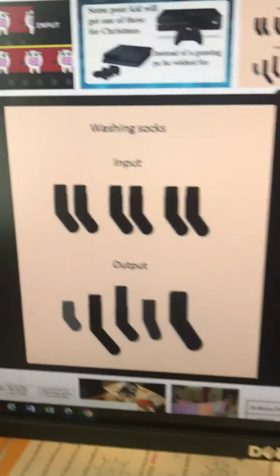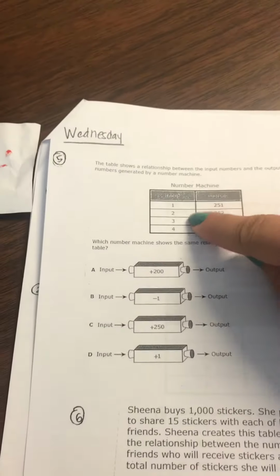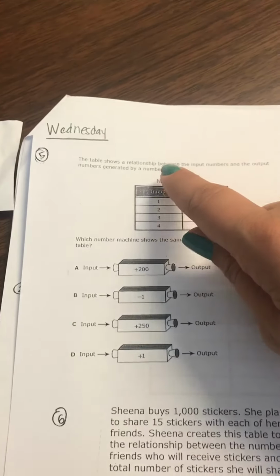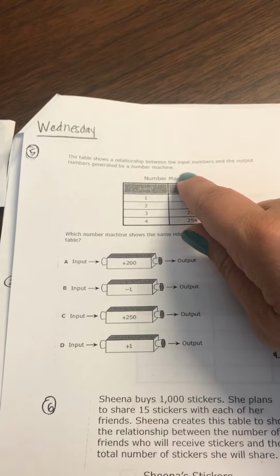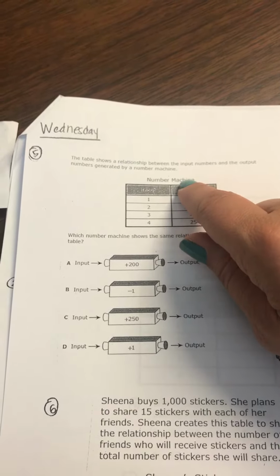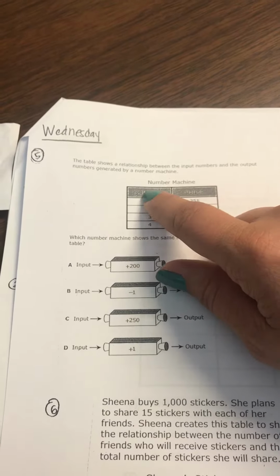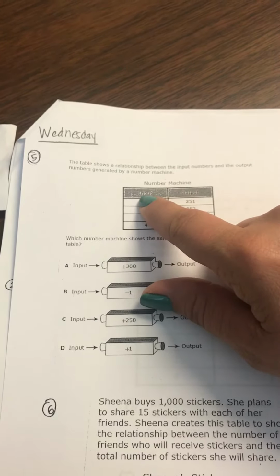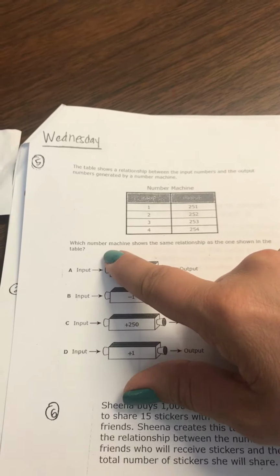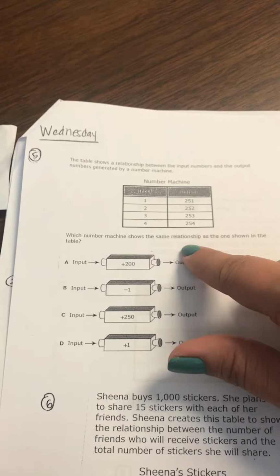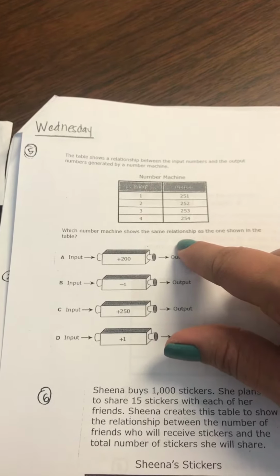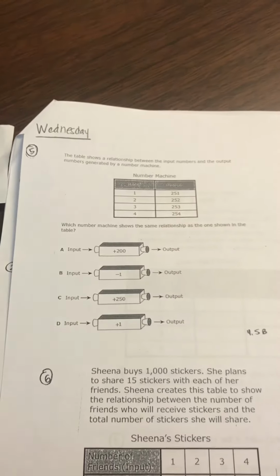So we're continuing with input-output tables on our homework today. On number 5, it says the table shows a relationship between the input numbers and the output numbers generated by a number machine. And so here's our number machine, our input and our output, and we're trying to figure out which number machine shows the same relationship as the one shown in the table. So we're looking for that rule.